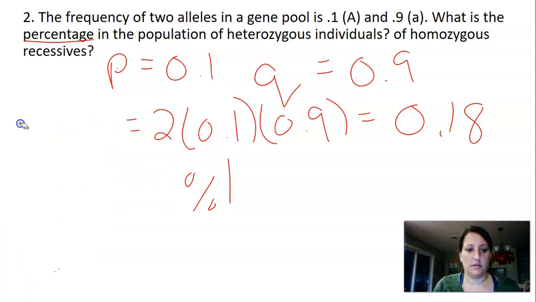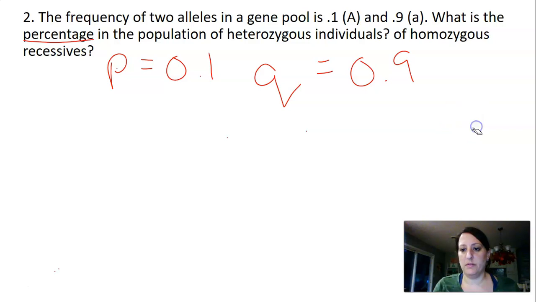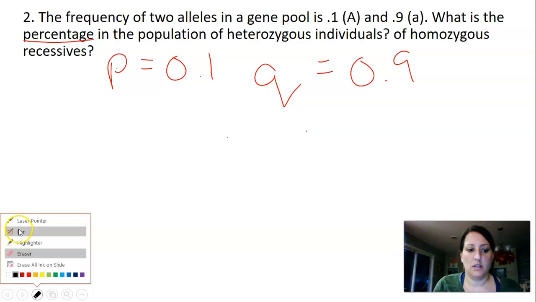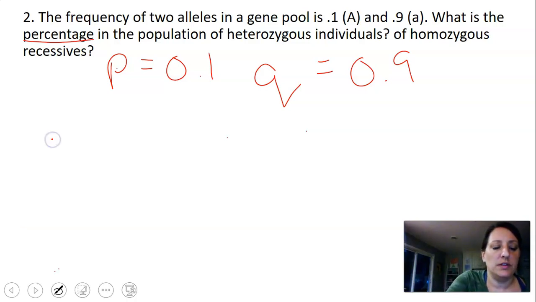Okay, so let's erase this. Hopefully. Keep our P and Q values there because we need those. Okay, and we're looking for, again, the percentage of homozygous recessive. So homozygous recessive, hopefully you know, is Q squared.